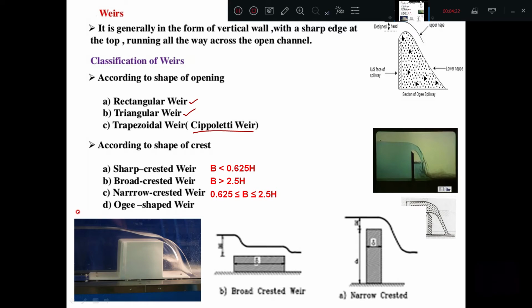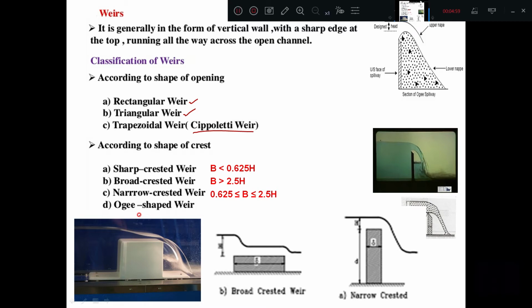And one more type of classification for weirs is according to the shape of the crest. As we know, the crest is nothing but the top portion of the weir. And based on this crest, if you want to classify weirs, they are sharp crested weir, broad crested weir, narrow crested weir, and ogee shaped weir.